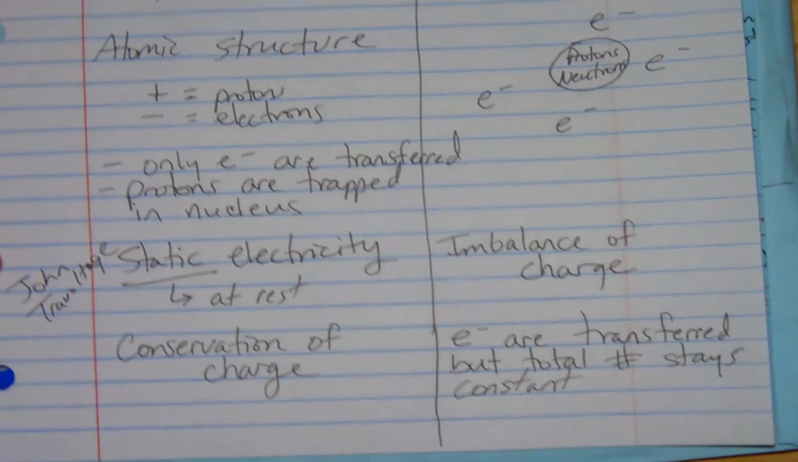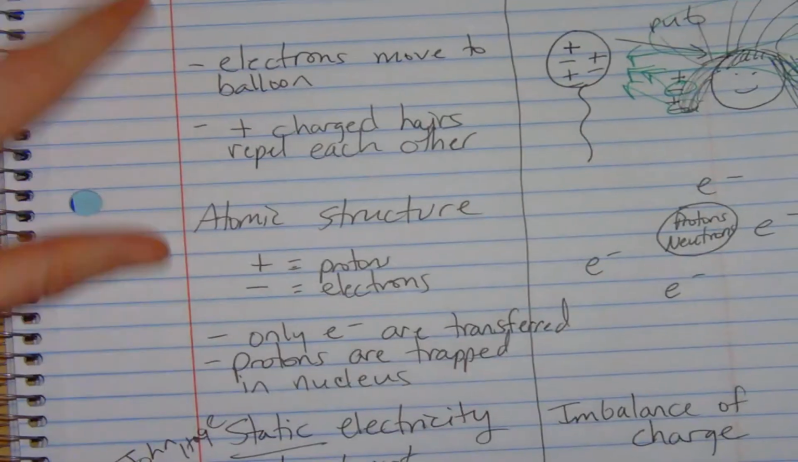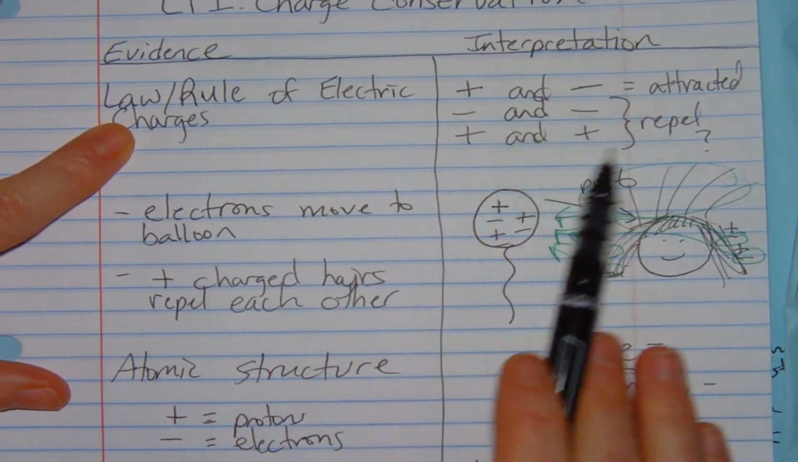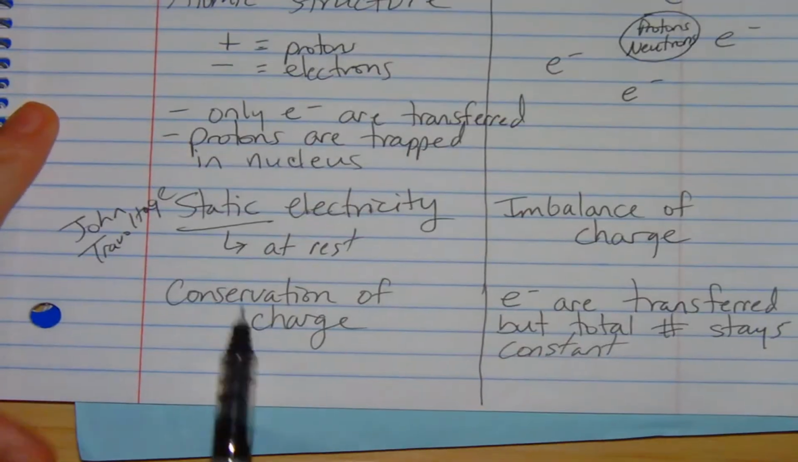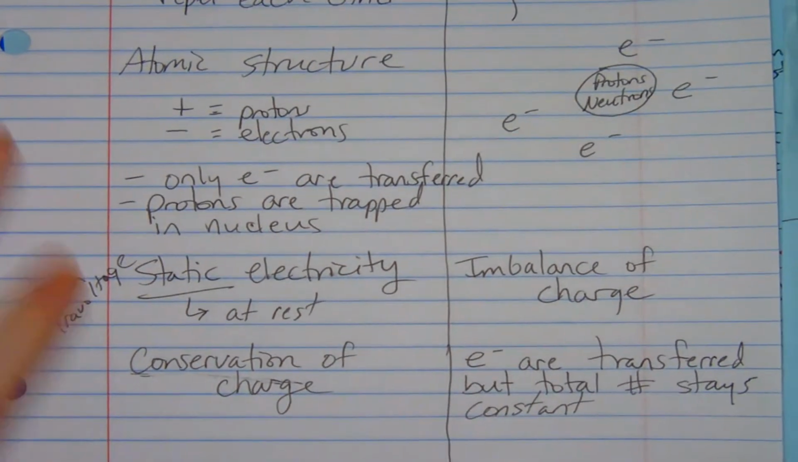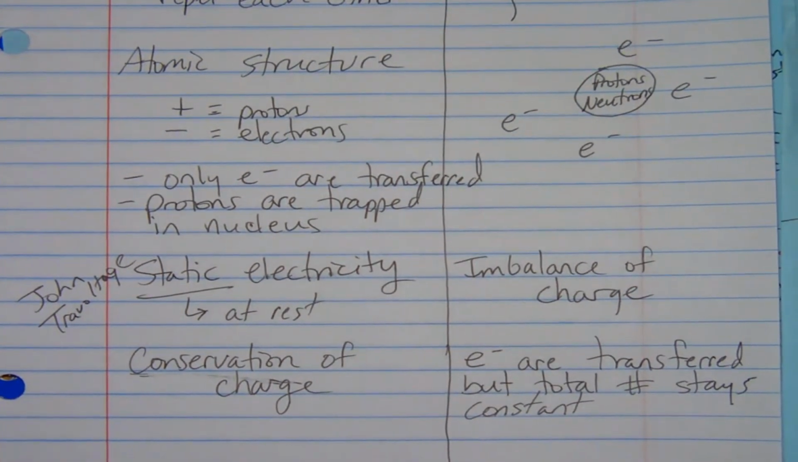A quick helpful hint, don't mix these two up. The law of electric charges just predicts what attracts and repels. Conservation of charge says the total amount stays constant. That's a common misconception and a common error on LT1. And that is all. Good luck.